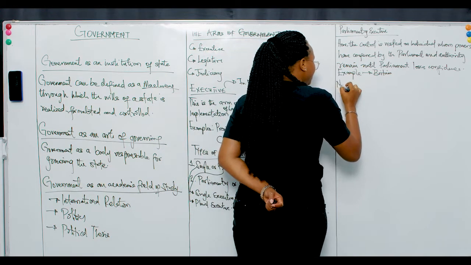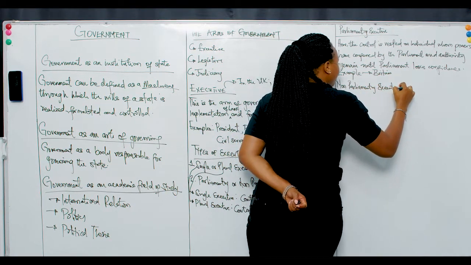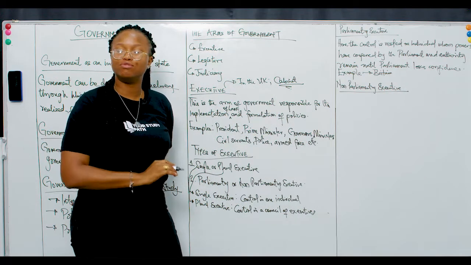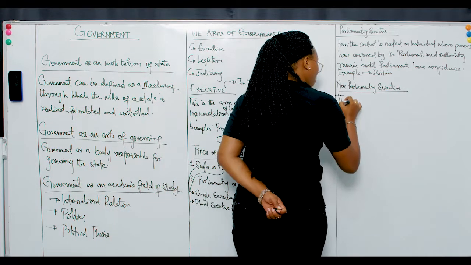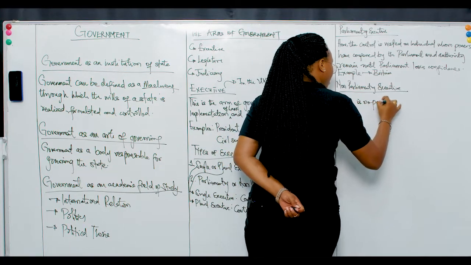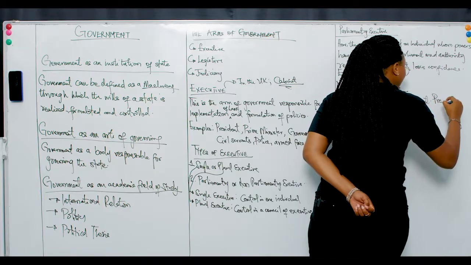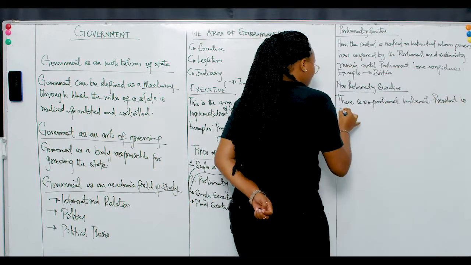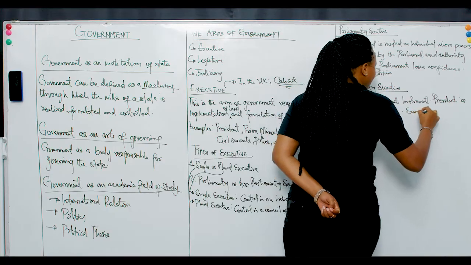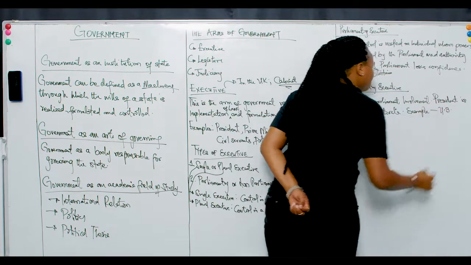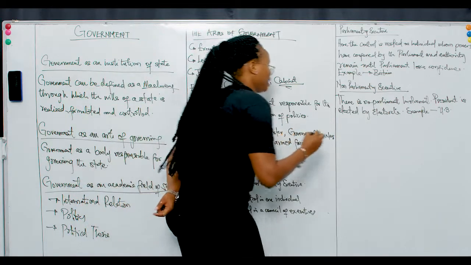Now, for a non-parliamentary executive, here, the parliament is not involved in appointing or determining who occupies that position. So there is no parliament involvement. And the president is usually elected by electorates. So an example of a country that practices this is the United States. Very, very simple.